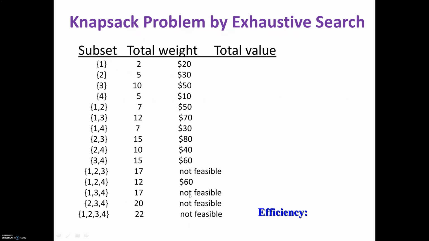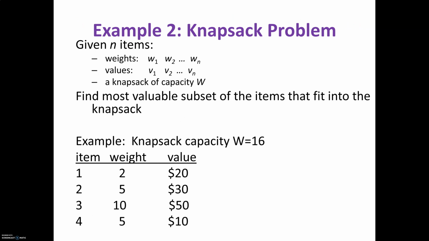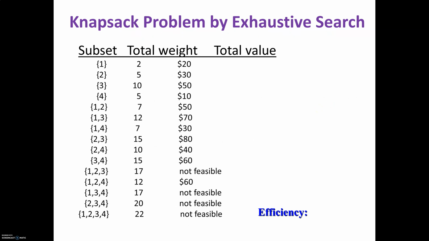Like this you have to generate all feasible solutions, and from them choose the optimal one. The optimal one here is the one which has the maximum value, because the problem statement is: you are required to find the most valuable subset of items that fit into the sack. So generate all possible subsets and find out which are feasible.